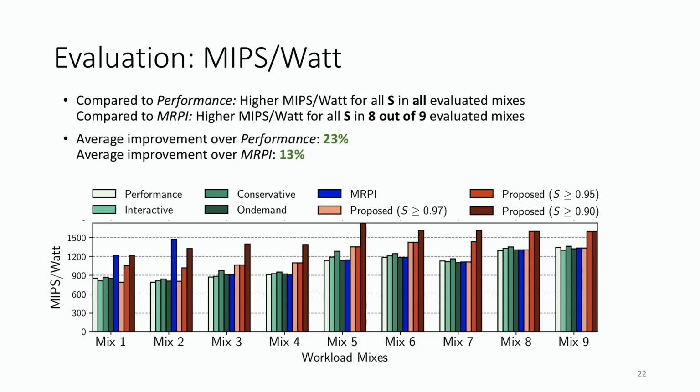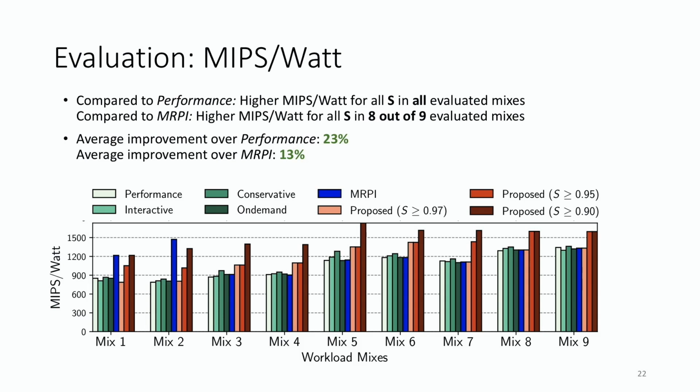The MRPI approach achieves better power efficiency for mixes number 1 and number 2 because it sets the frequency of the processor in relation to the most compute-intensive application in the mix. Since these mixes did not contain any compute-intensive applications, the MRPI method was able to select an extremely low frequency, resulting in high power efficiency.